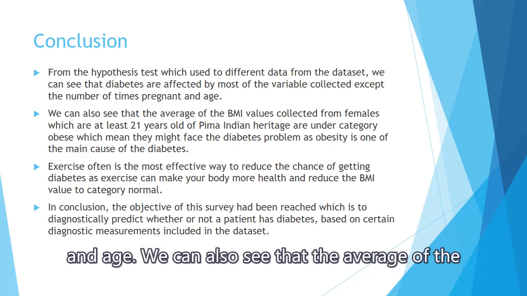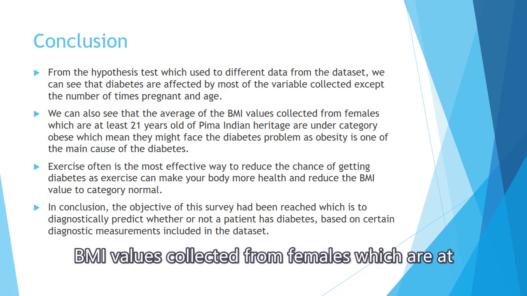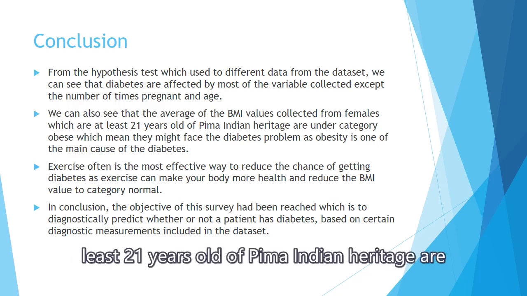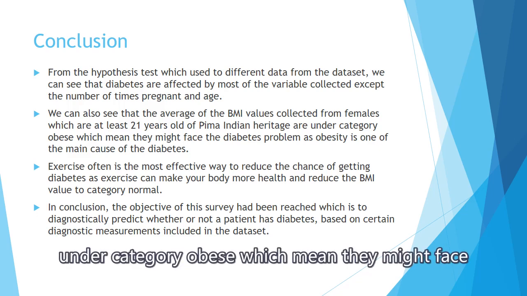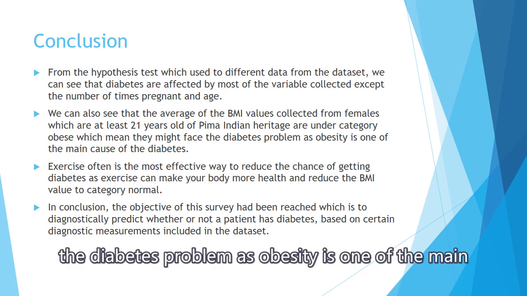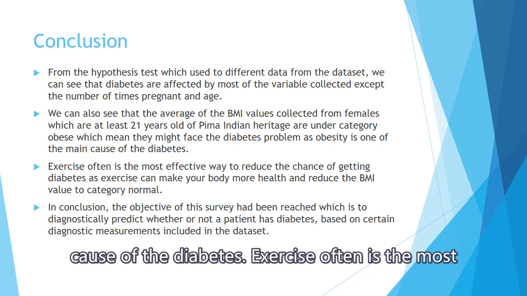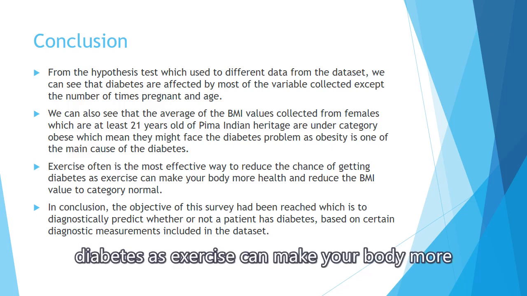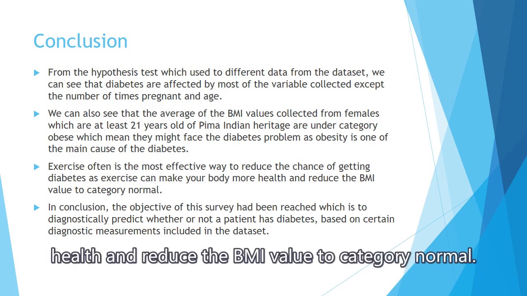We can also see that the average of the BMI value collected from females who are at least 21 years old of Pima Indian heritage is under the obese category, which means they might face diabetes problems, as obesity is one of the main causes of diabetes. Exercising often is the most effective way to reduce the chance of getting diabetes, as exercise can make your body more healthy and reduce the BMI value to the normal category.